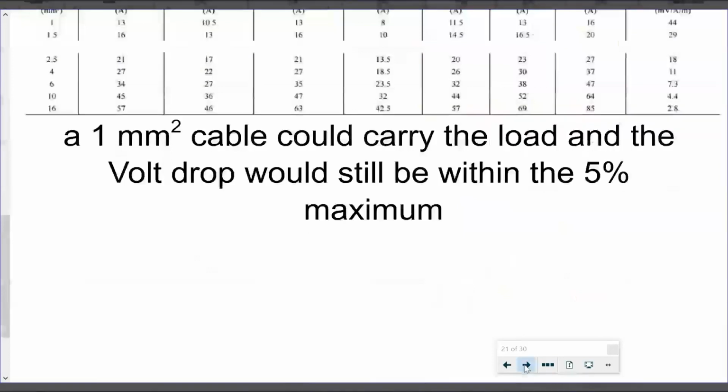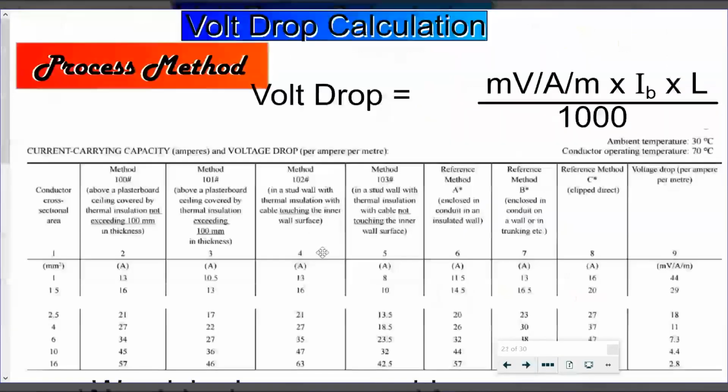Now, the method that I prefer, the one that's embedded in the process, you'll find in section 6 of appendix 4. So we take the millivolts per ampere per meter value from our selected cable, multiply it by the design current and the length, and then divide it by 1,000, and that gives us the actual volt drop. We'd then check that actual volt drop against the maximum permitted.